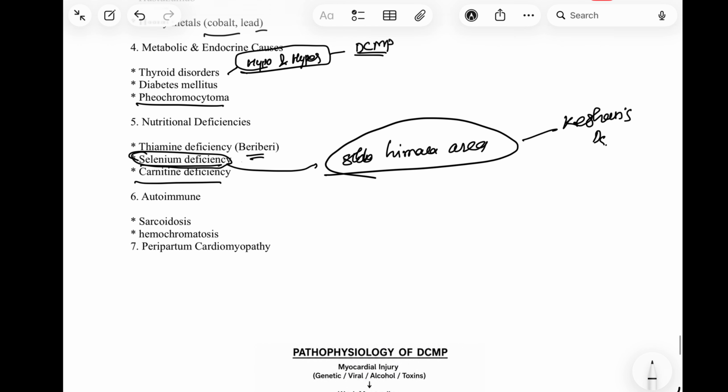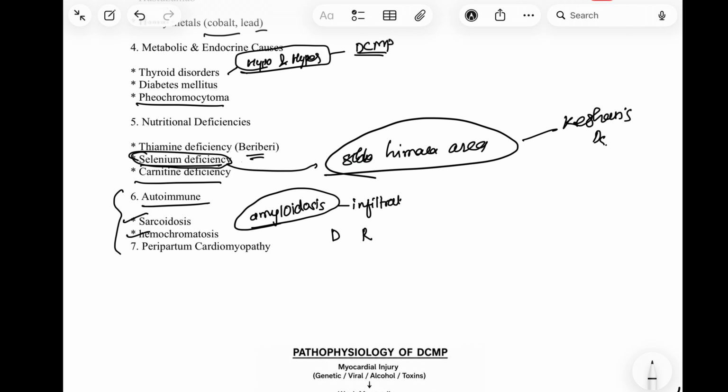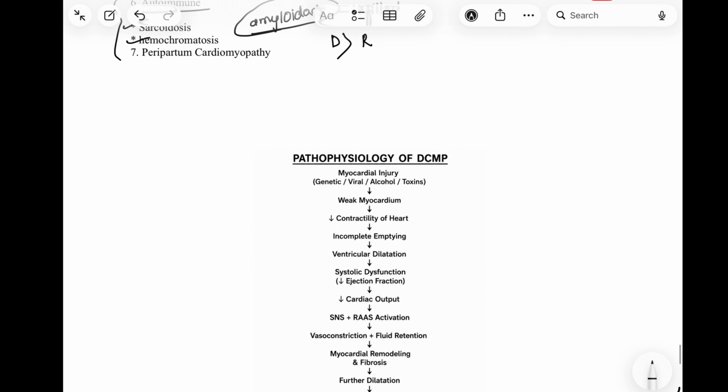Now let's talk about the autoimmune disorders associated with DCMP: sarcoidosis and hemochromatosis. Also there is involvement of amyloidosis, which is an infiltrating disease. In these conditions, mostly we can get two types of cardiomyopathy, dilated and restrictive. In the case of sarcoidosis and hemochromatosis, we usually get dilated rather than restrictive. So both elements, dilated and restrictive, will be there, but the more is for the dilated one, right? Now let's talk about the pathophysiology of DCMP.